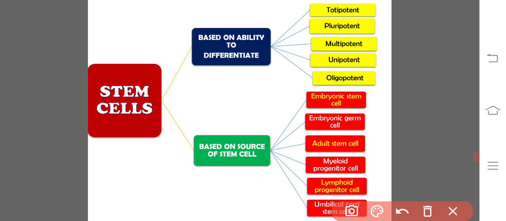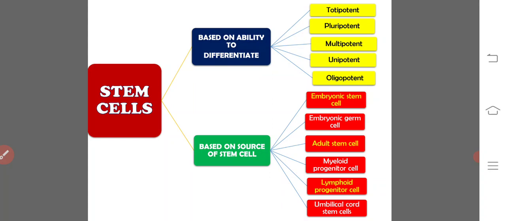And coming to the unipotent, these stem cells can produce only one cell type of their own but have the property of self-renewal, which distinguishes them from non-stem cells like the muscle cells. And finally the oligopotent, these stem cells can differentiate into only a few cells such as lymphoid or myeloid stem cells.